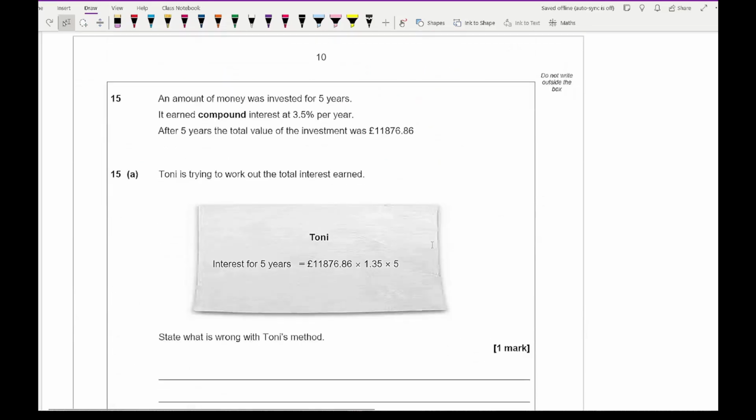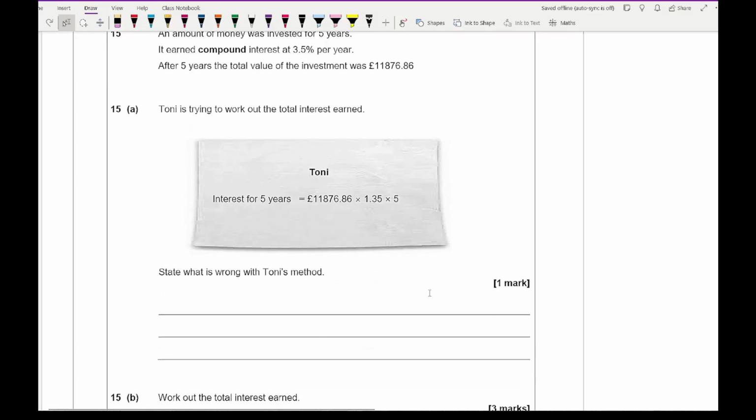Moving on to question 15, it says that an amount of money is invested for 5 years. It earned compound interest at 3.5% per year. After the 5 years, the total value of the investment was £11,876.86. Tony is wanting to work out the total interest earned, and we've got this calculation that says state what is wrong with Tony's method.